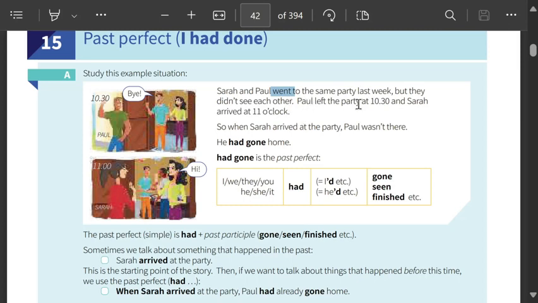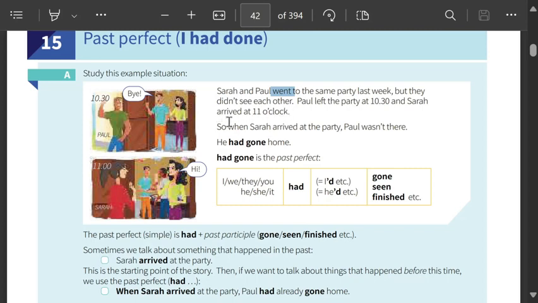Paul left the party at 10:30 p.m. You see, he's leaving here. 10:30 p.m. He was at the party, but he left. Okay, you use past simple to say this. He left. And Sarah, she arrived at 11 o'clock. So she arrived after he had left.